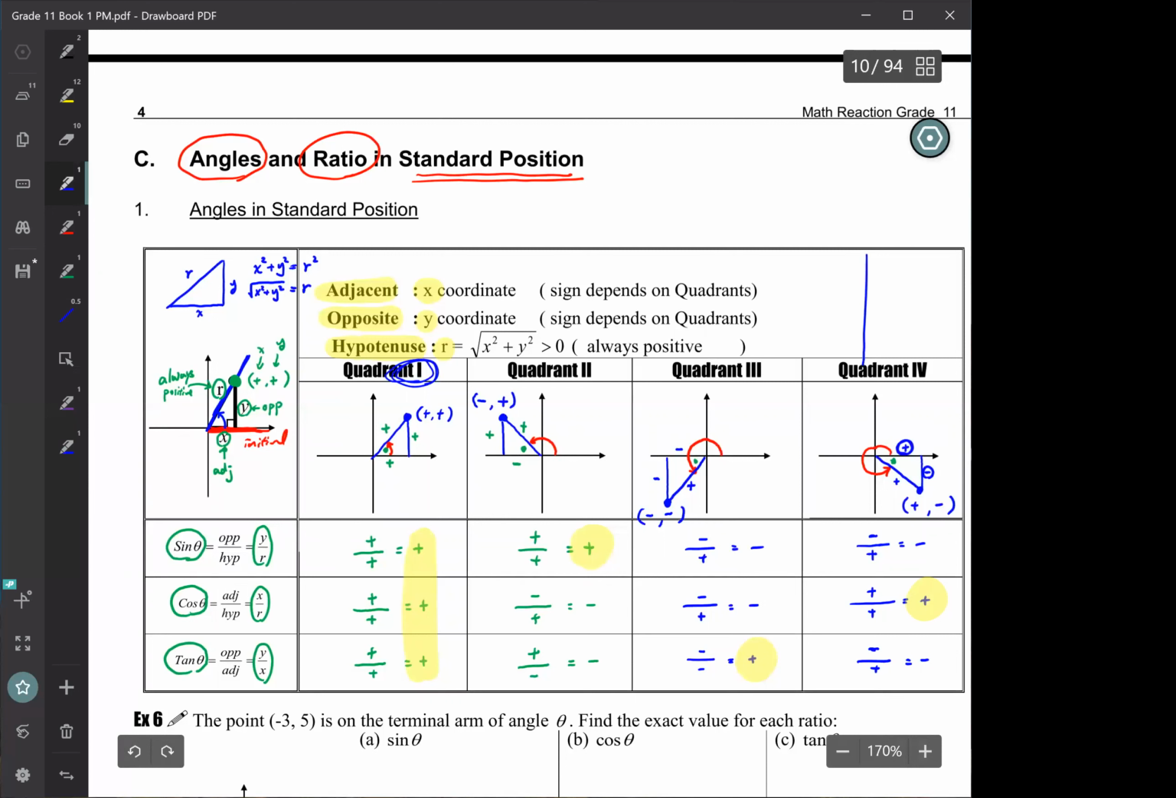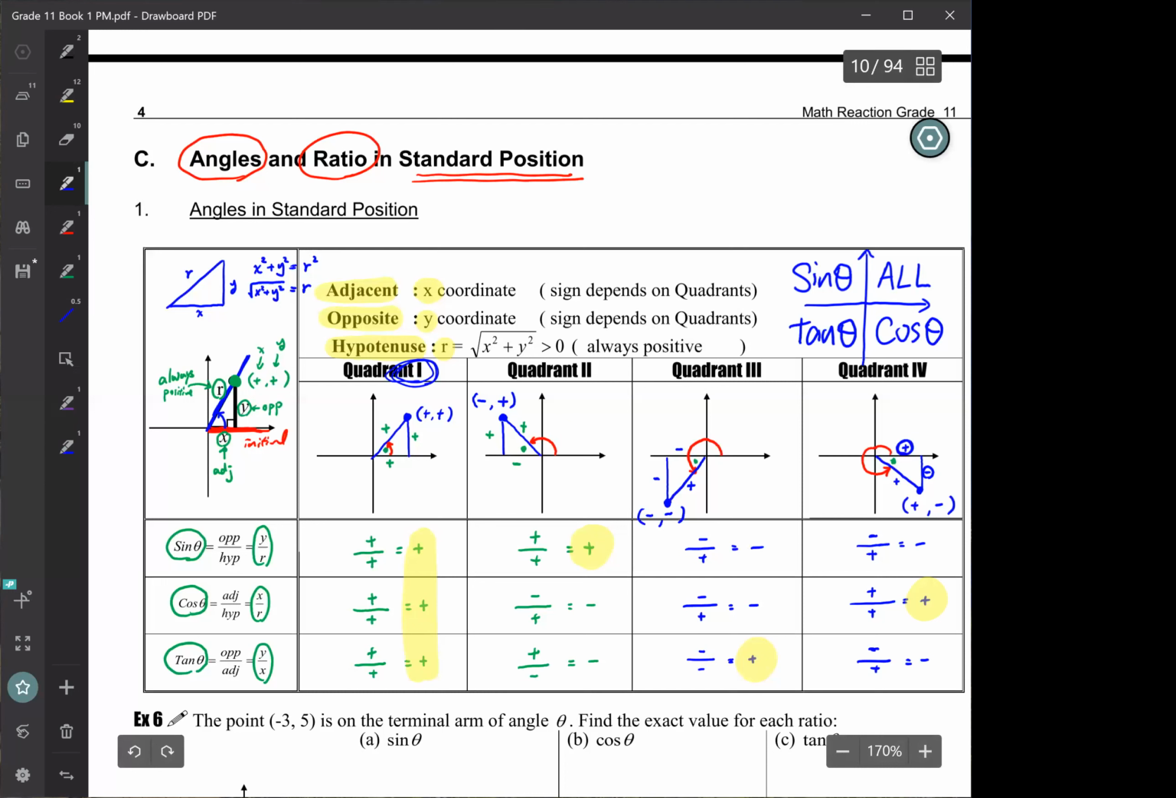Then we can put it together. On the top right corner, first quadrant, we write down All. All means all positive. Then second quadrant, sine is positive. Then third quadrant, Evan, which one is positive there? The tangent. Third one is tangent. And finally, the last one is cosine.